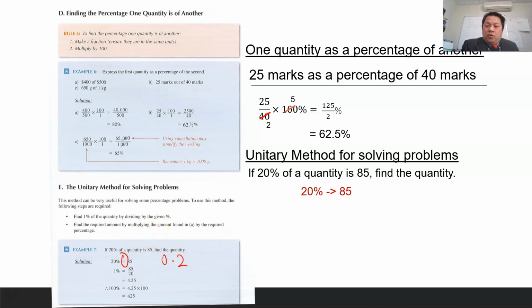Okay, so look at my presentation. I use an arrow, meaning 20% represents 85. So 1% is actually 85 out of 20. That's 1%. Okay, don't need to simplify. You can simplify further if you want to. And to get 100%, that fraction times 100, simplified, you actually get 85 times 5, which is 425 as the quantity.